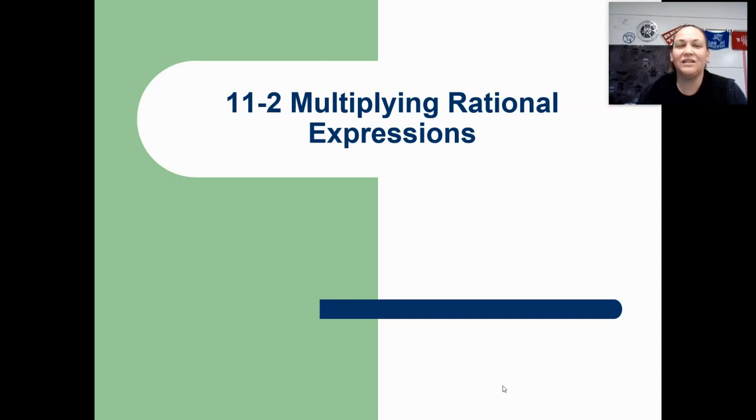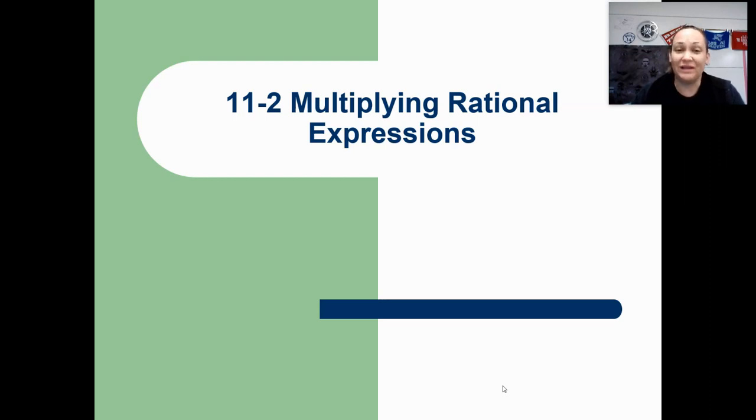Hi guys. Today we're moving on to section 11-2. Today specifically we're going to focus on multiplying monomial expressions. So we're going to be multiplying two fractions together, but within each fraction there's only going to be monomials. That means no factoring today because there's not going to be any adding or subtracting.